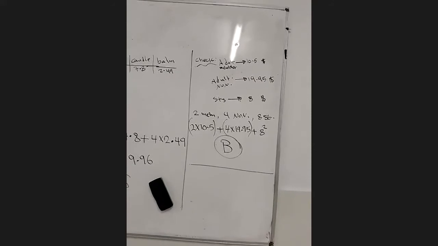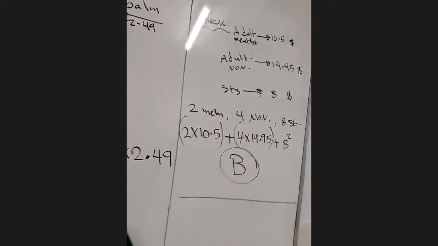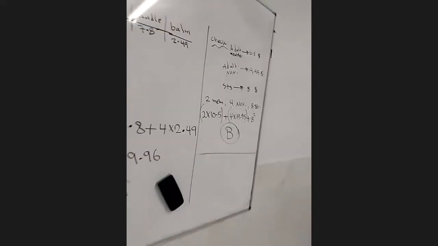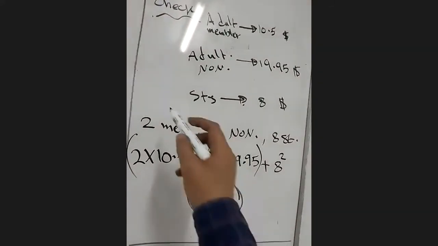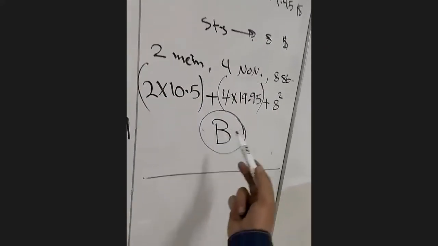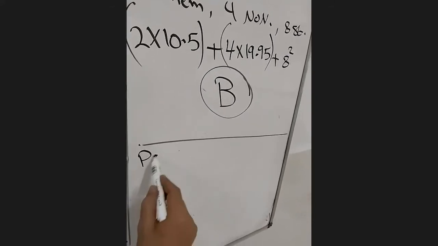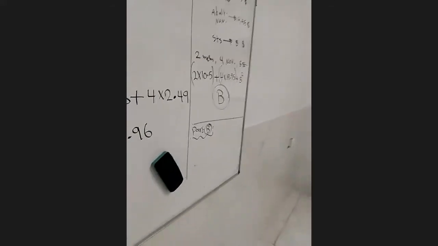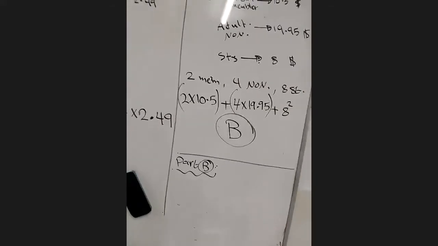There is another part, Part B. What is the total cost of the tickets? Part A was the first part of the question. In the second part, Part B, they want the total cost, right? Let's find it. Thank you, Yusuf. I will go to Omar.